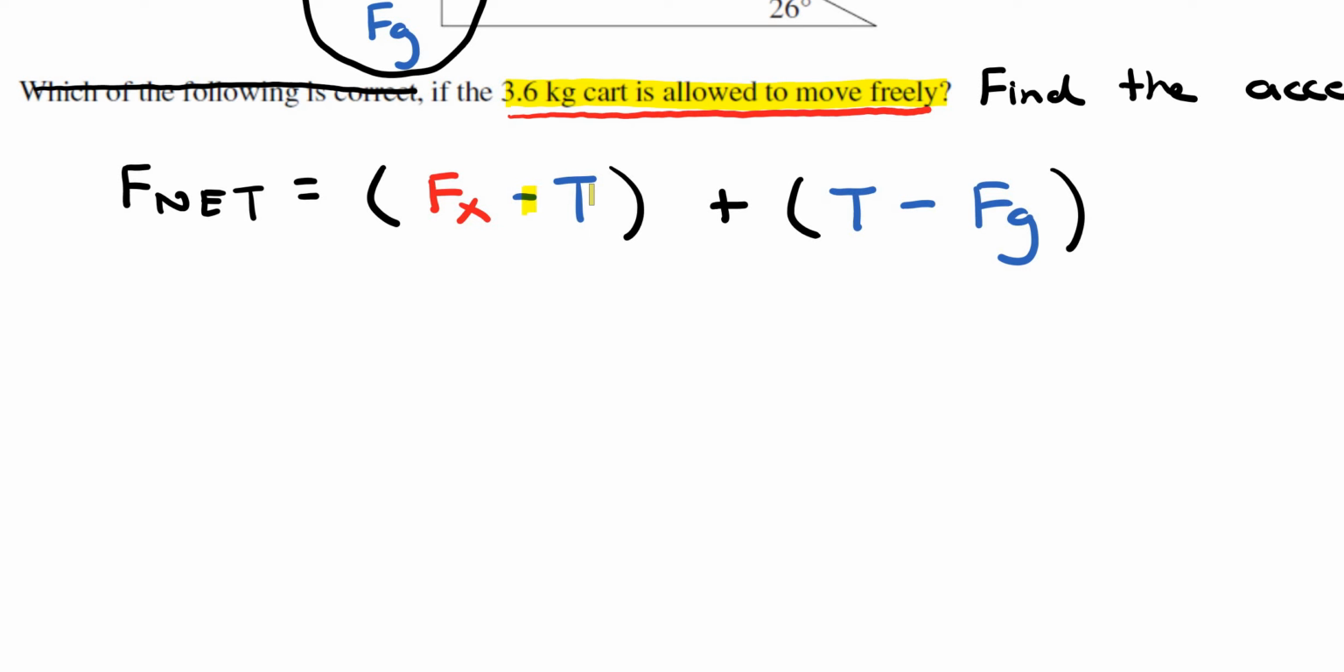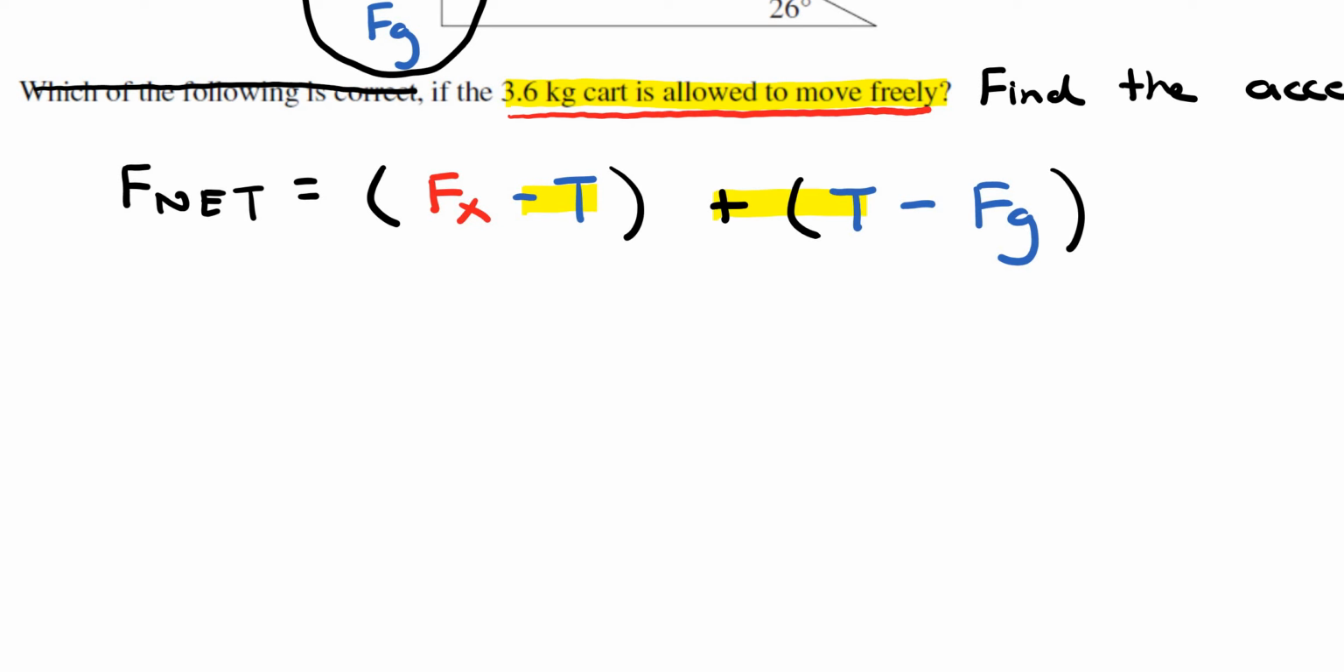You'll notice that the negative tension and the positive tension cancel out. So now you're left with the force in the x direction, and then you subtract the force of gravity from that. This is equal to your F-net for the entire system.